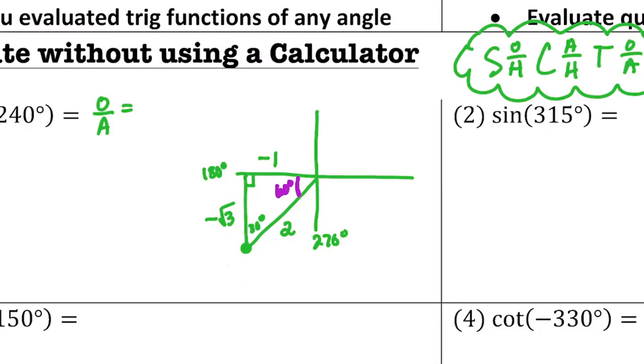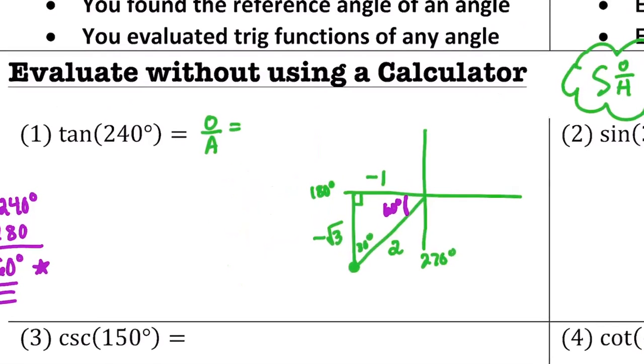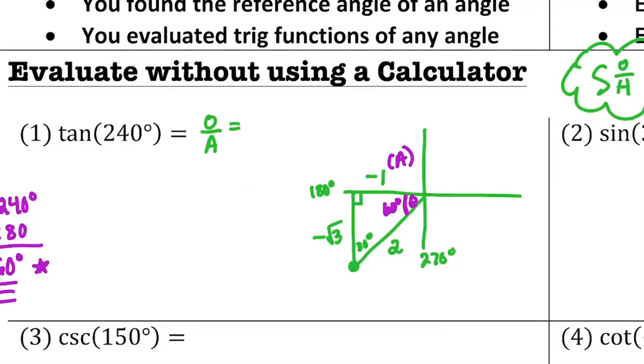So here's the cool part. You now know all of your side lengths. If I'm going to notate my opposite, hypotenuse, and adjacent, well, this angle right here, that is our angle. So the adjacent side is going to be -1. The opposite side is going to be -√3. And the hypotenuse is going to be 2.